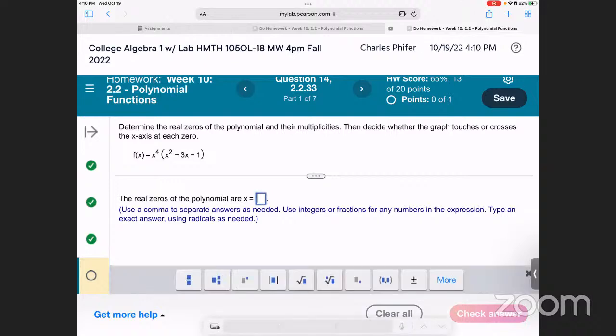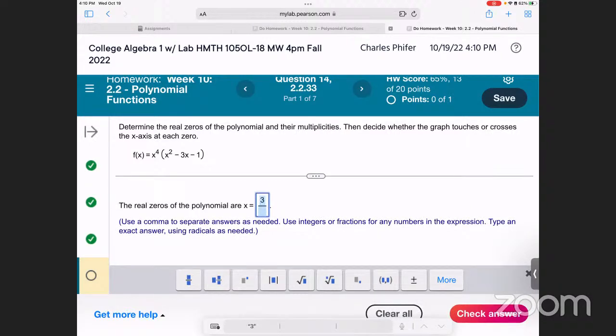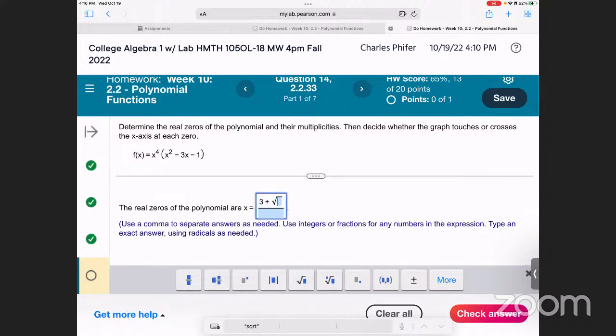Quadratic formula: -b, so that's going to be 3 plus or minus the square root of b squared, which is 9, minus 4 times a, which is 1, and c is -1. So that's going to become a positive 4. Over 2a, so that's divided by 2. That's going to be the square root of 13.